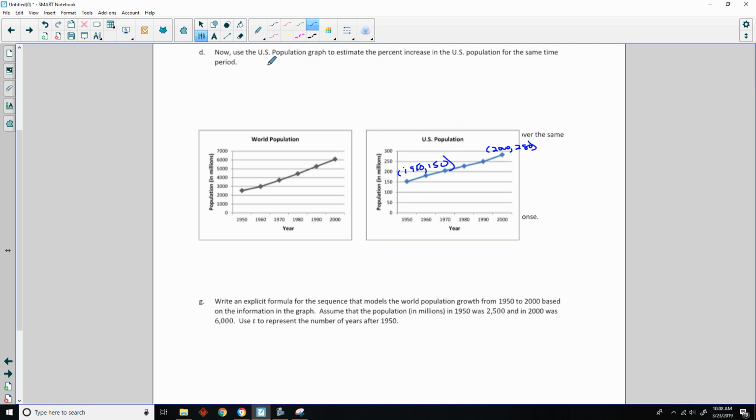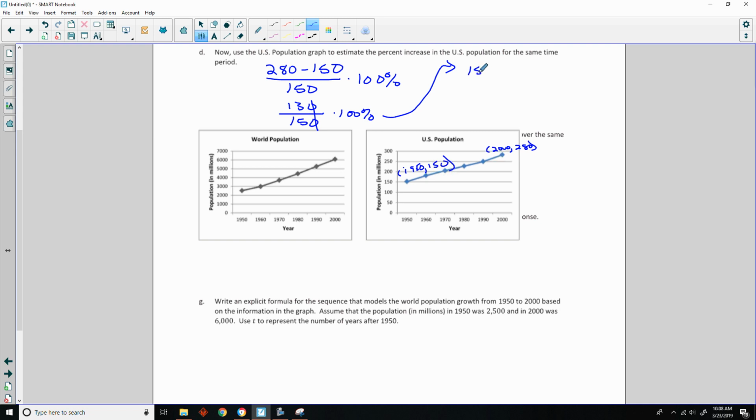So we're going to take 280, the new value, minus the original population value of 150, and divide it by the original, which is 150, and multiply that by 100%. Okay, so 280 minus 150 is 130, over 150 times 100%. So I get 13 over 15.